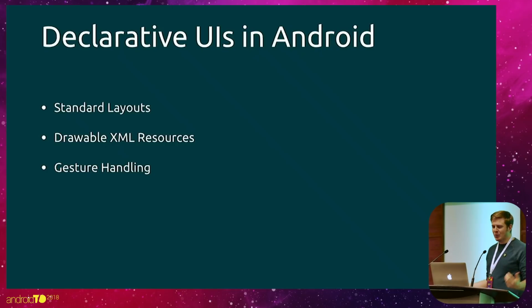So in Android, when we talk about declarative UIs, three things jump to my mind. First of all is the layout system, the standard layouts that we use to position and measure out our apps, like your constraint and relative layouts. This might also be drawable XML resources, those assets that you import and then use to draw things on your UI.